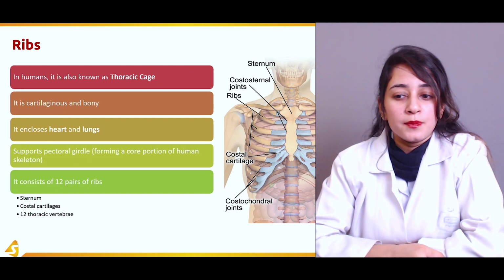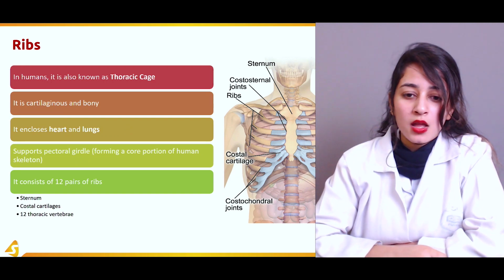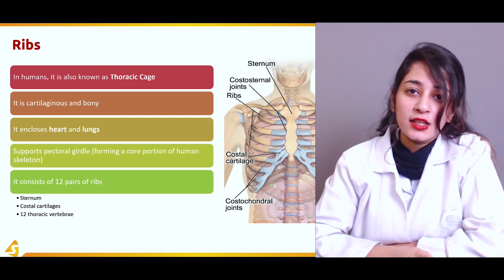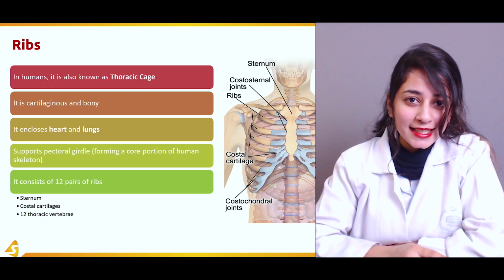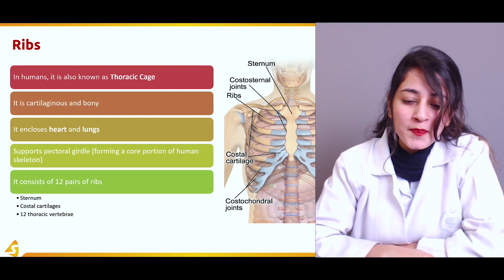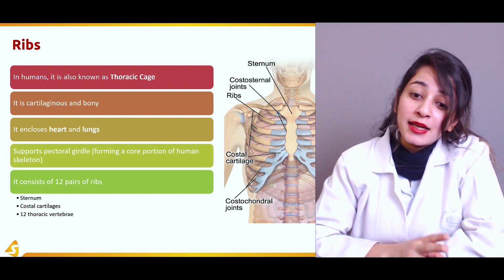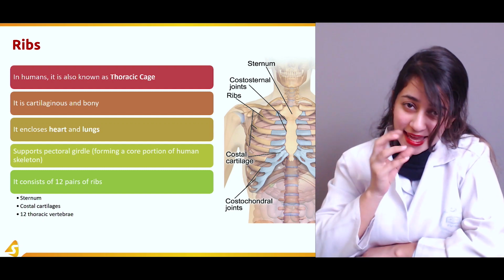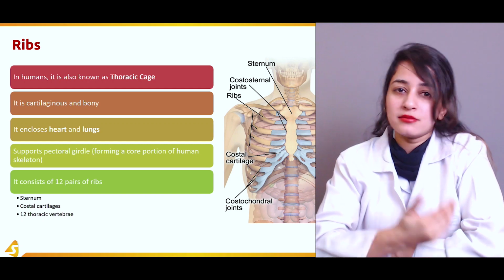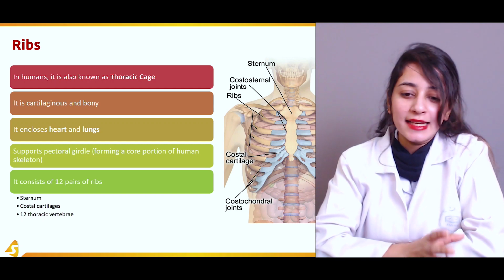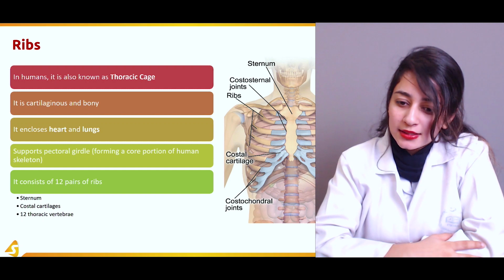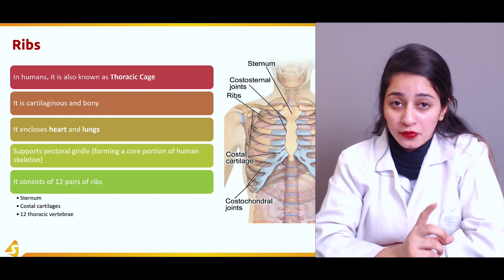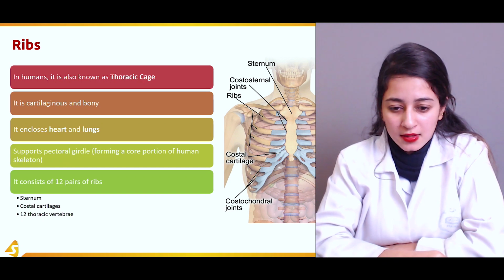So let's come up to the ribs. In humans, it is also known as the thoracic cage. And this cage is going to protect our heart and lungs, the 2 vital organs of our body. It's cartilaginous and bony, so it also has cartilaginous ends. I've told you before, it encloses the heart and lungs, supports the pectoral girdle, forming a core portion of the human skeleton. And it consists of 12 pairs of ribs.